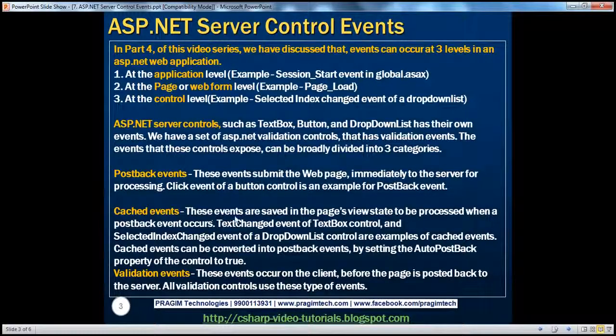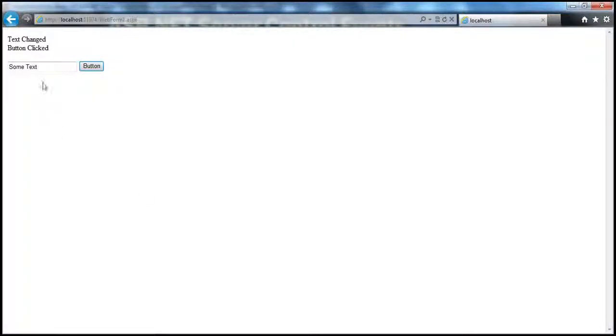So these events, cached events, are basically saved in the page view state to be processed when a post back event occurs. Text changed event of a text box control and selected index changed event of a drop down list control are examples of cached events. Now you might be wondering, okay, so now I don't want this text changed event to wait until I click a button. As soon as I change the text in the text box, I want the page to be submitted to the web server for processing. Is that possible? Absolutely, it's possible.